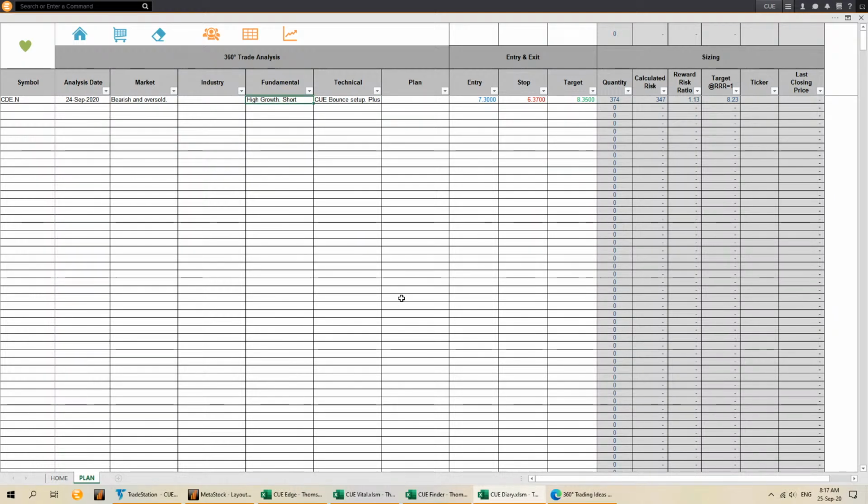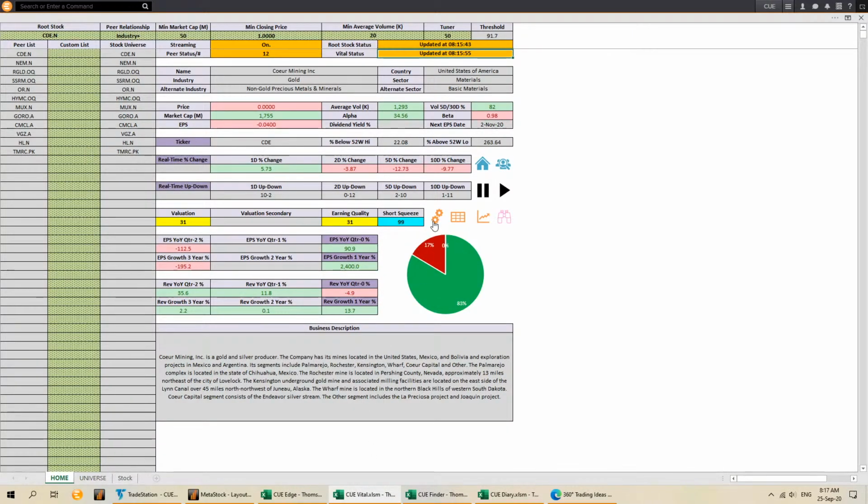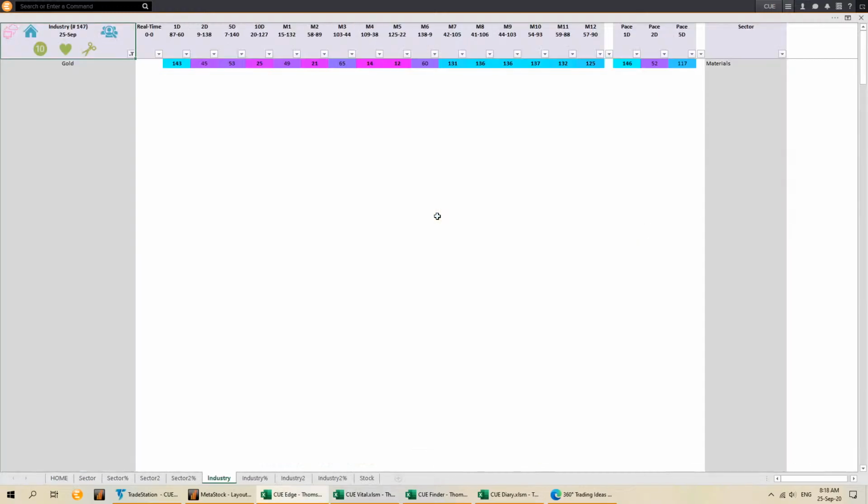Next is to look at the industry. I may go back to Q Vital, click the gear icon to take me to Q Edge, which will show me the industry strength or weakness as the case may be. This is the gold mining industry. Yesterday it was one of the strongest.